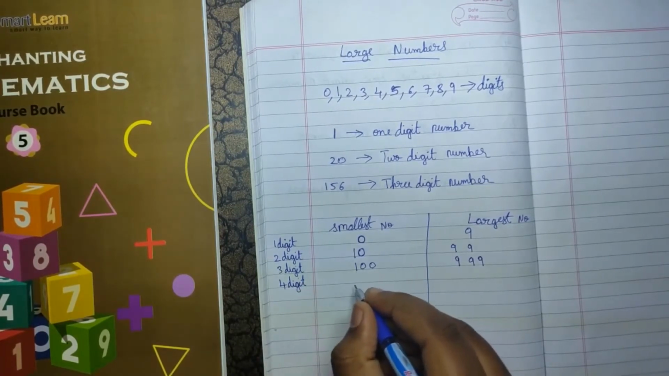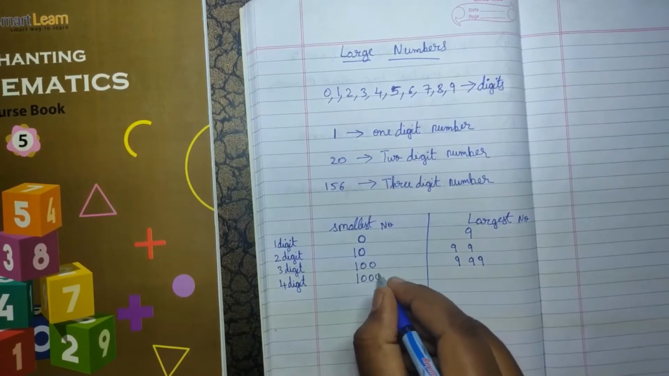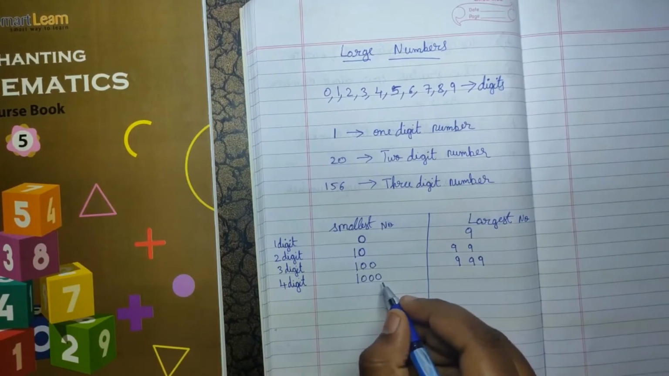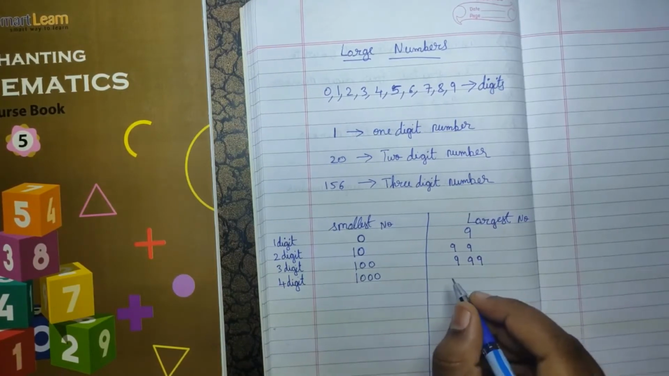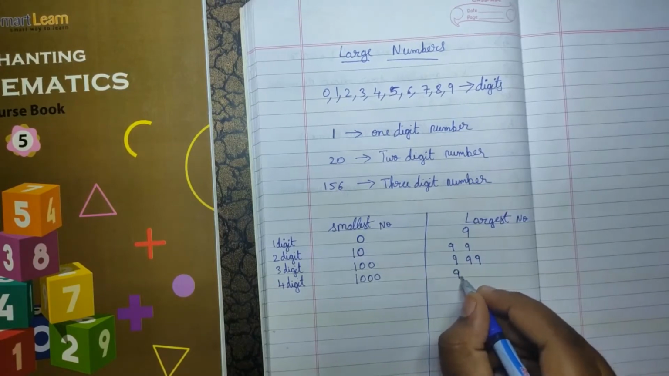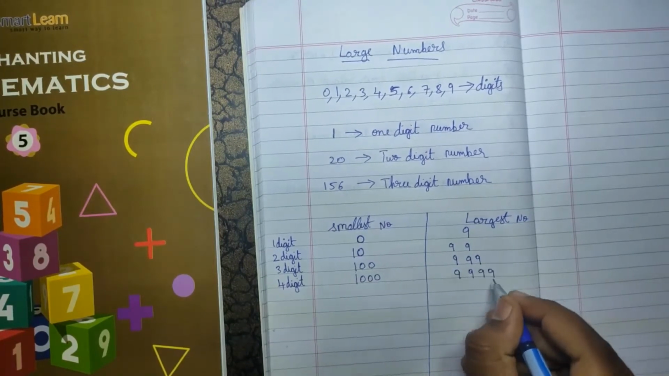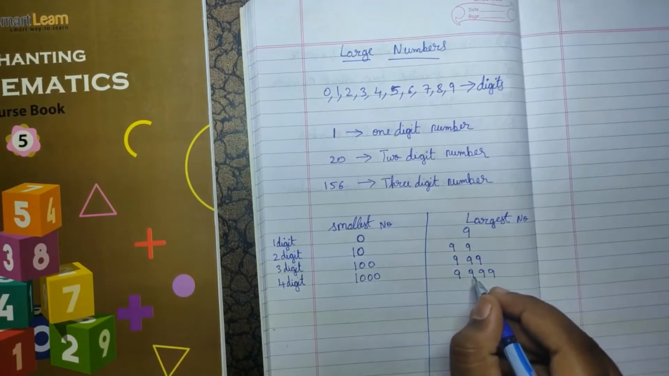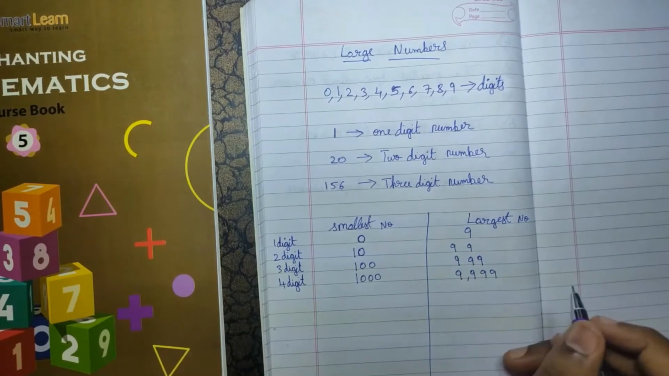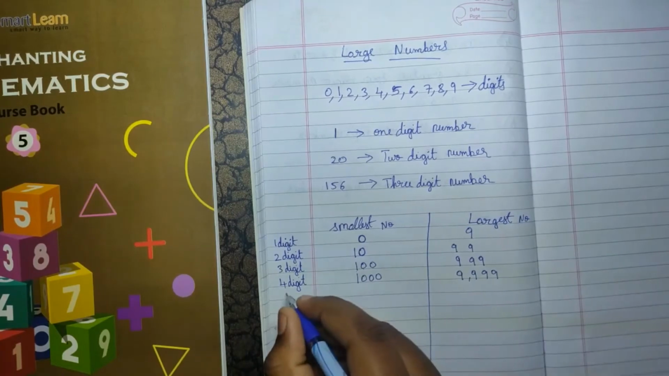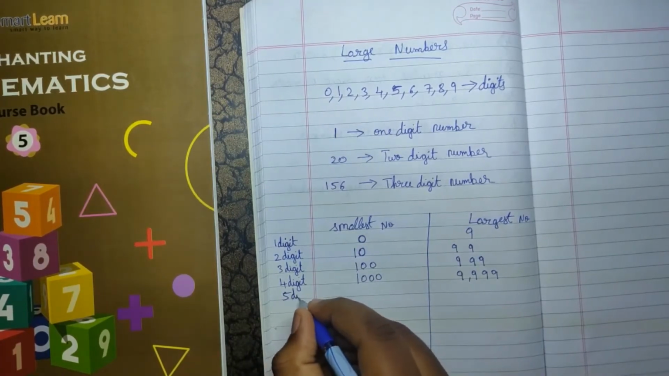So for 4 digit, the smallest number will be 1000. So 4 digits are there. 1000 is the smallest 4 digit number. Then what will be the largest 4 digit number? 9999. This will be your largest 4 digit number.